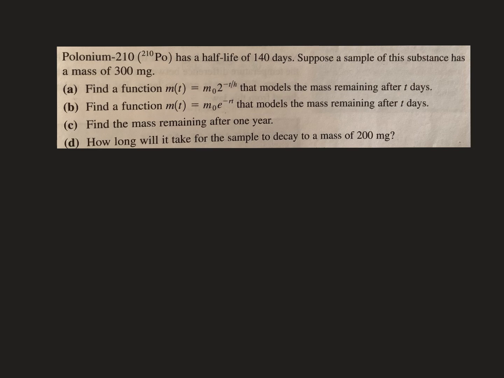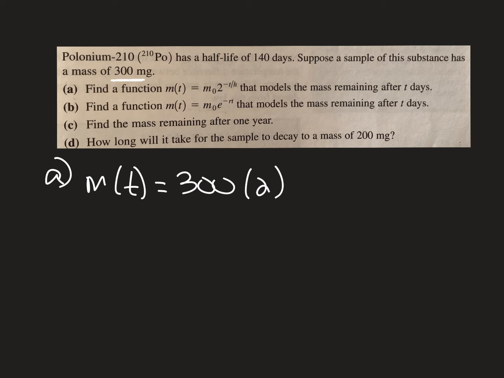Polonium-210 has a half-life of 140 days. Suppose a sample of the substance has a mass of 300. That's where we're starting. Part A, find a function. They're asking me to find a half-life function. So the initial amount is 300 times 2 to the negative t over h. We're just writing our function, so I don't know what t is, but I do know the half-life. Half-life was 140, so there's the function using the half-life formula.